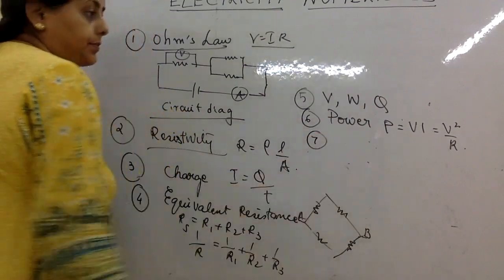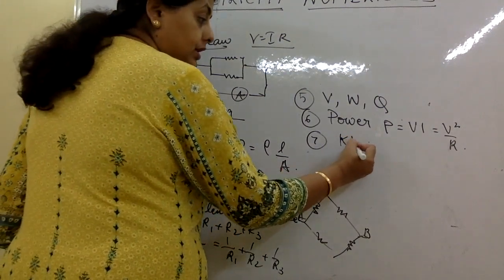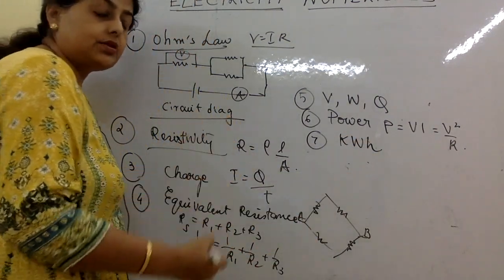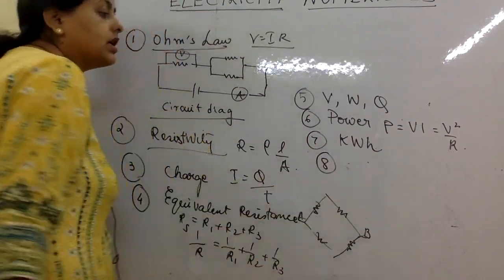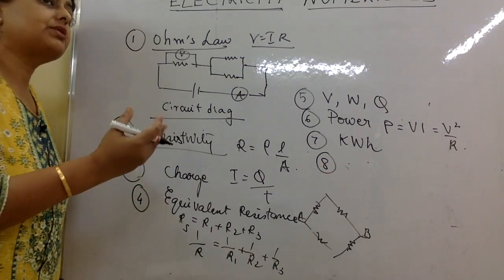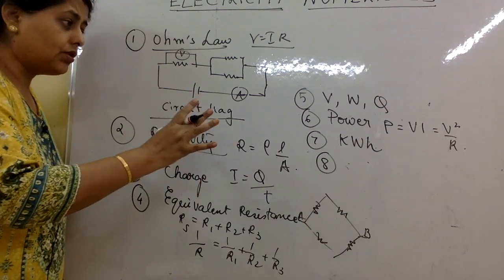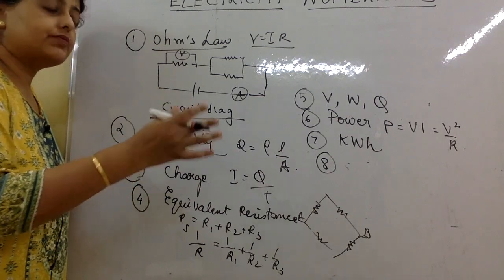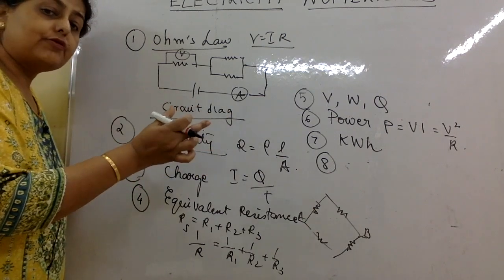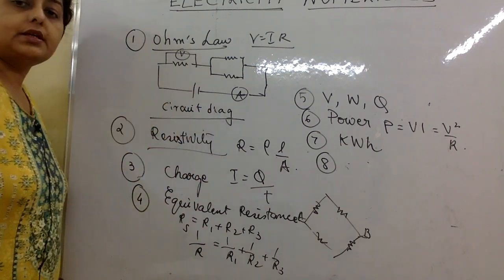Okay, seventh type. The seventh type of question is the sums based on the electrical unit kWh. You get lots of sums in kWh. Every time they ask you how much the person is paying if he is using so many units. It's a very common question. Charge per unit is 4 rupees, 5 rupees, whatever. How much is he paying? So you have to find how much electrical energy is used in that period of time in kWh.